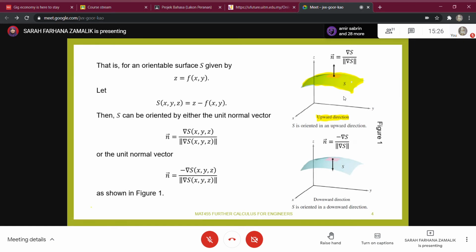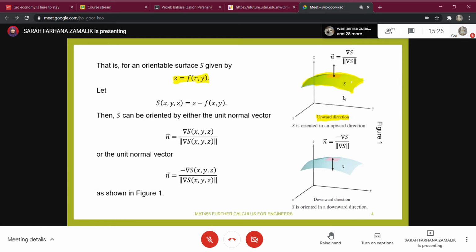So the example shown here is just a single sheet surface, okay. So it can vary. It must be a closed surface, okay, that's why it becomes a solid. So the example shown here just tells us the direction for your unit normal. So now if you look at an orientable surface S, let's say your surface S is given by Z equals a function in terms of X and Y.